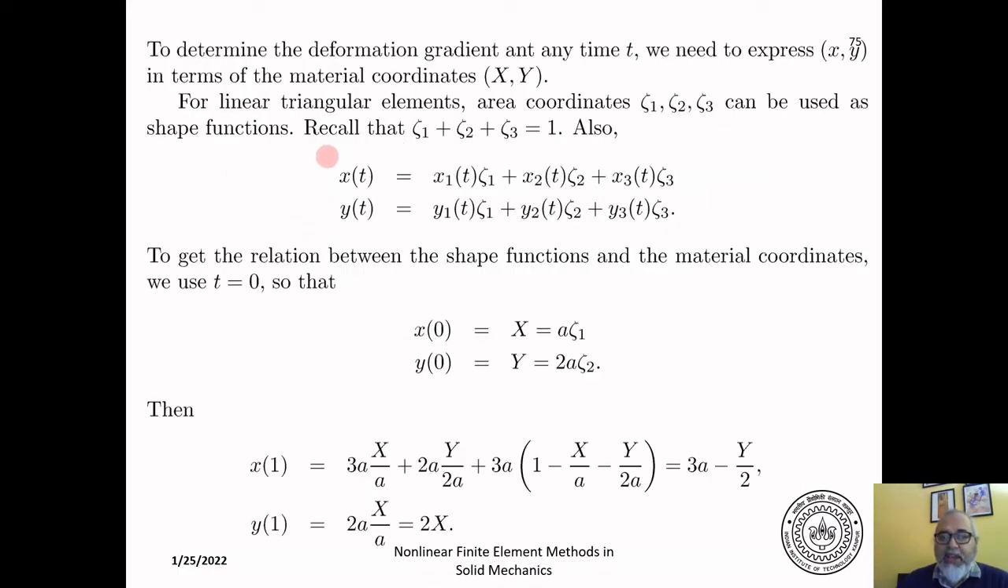So for any point, x and y are given by the nodal values of x and nodal values of y at the three nodes, and the shape functions, which we call zeta 1, zeta 2, zeta 3. These are area coordinates, and the sum of the three shape functions is equal to 1. This is also a property that shape functions obey.